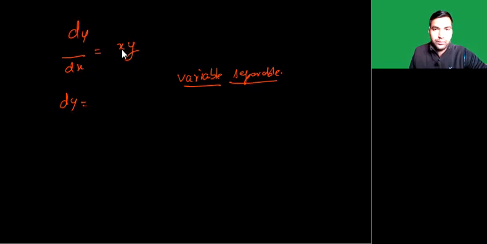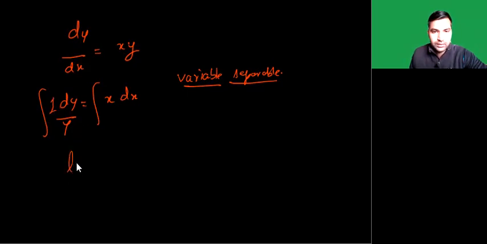Now x into y, they are in product form. I can get y to left hand side and I can get dx to right hand side. As I told you, dy by dx is a ratio. So I can move dx to right hand side. Now we can integrate both the sides. All right. So what is integration of 1 by y with respect to dy? It is ln y. And what is the integration of x with respect to dx? It is x squared divided by 2 plus c.